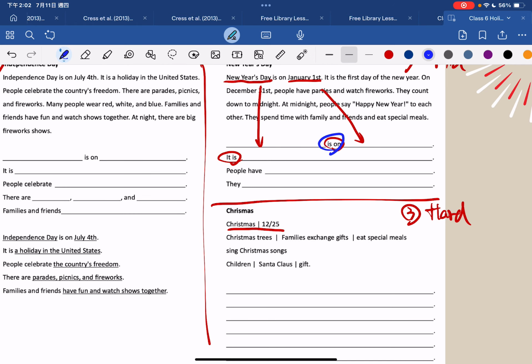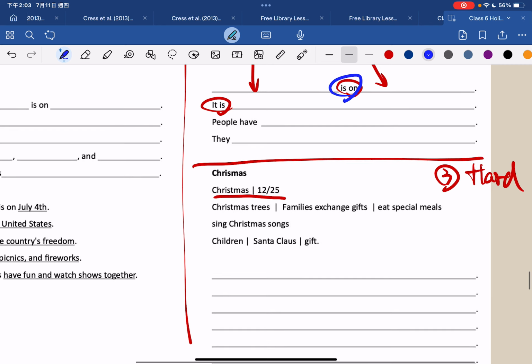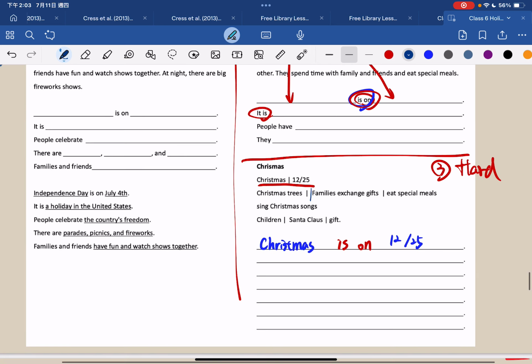For example, Christmas. So what is the clue? It's on. It's on December 25th. Okay, so do the same thing for the four different sentences. You might also see that we have different sentences here. So try to write the sentences on the back.